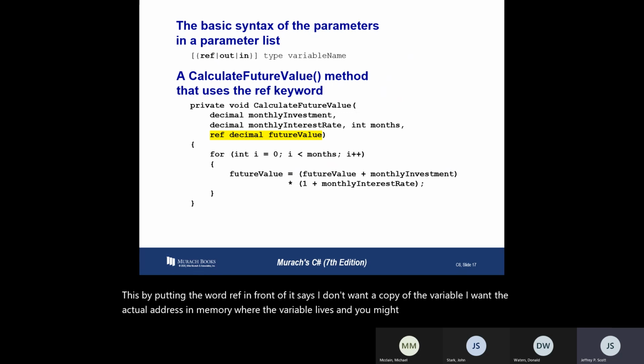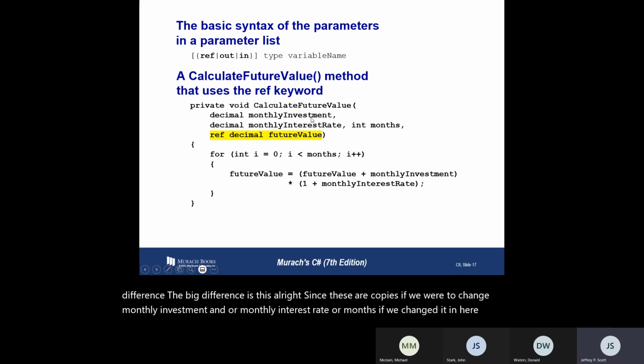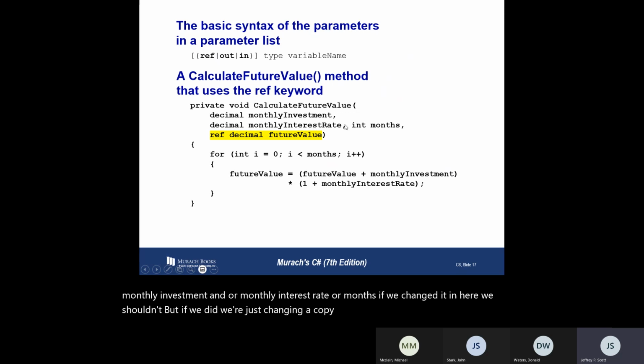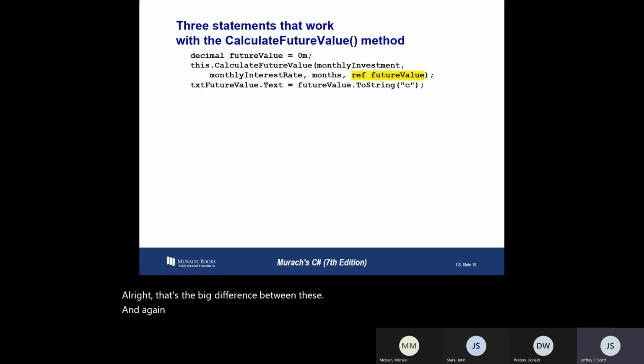And you might say, well, what's the big difference? The big difference is this. Since these are copies, if we were to change monthly investment and or monthly interest rate and or months in here, we shouldn't, but if we did, we're just changing a copy. The original values don't change. But with future value, since we're passing it in as a ref, anytime future value appears on the left-hand side of an equal sign, it is a permanent change. All right, that's the big difference between these. And again, you're going to keep seeing this over and over again.